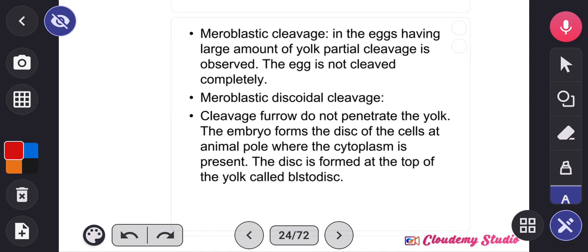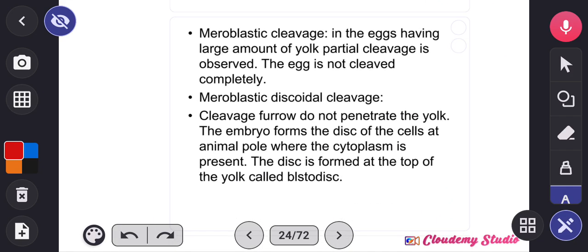Now we have the meroblastic cleavage. In meroblastic cleavage, the egg has a large amount of yolk and partial cleavage is observed, which means meroblastic cleavage is also referred to as partial cleavage, where there is no complete cleavage of the egg. And we have different types. We have the meroblastic discoidal cleavage, in which the cleavage furrow does not penetrate the yolk, and the embryo forms a disc of cells at the animal pole where the cytoplasm is present. This disc is formed at the top of the yolk and is called the blastodisc.